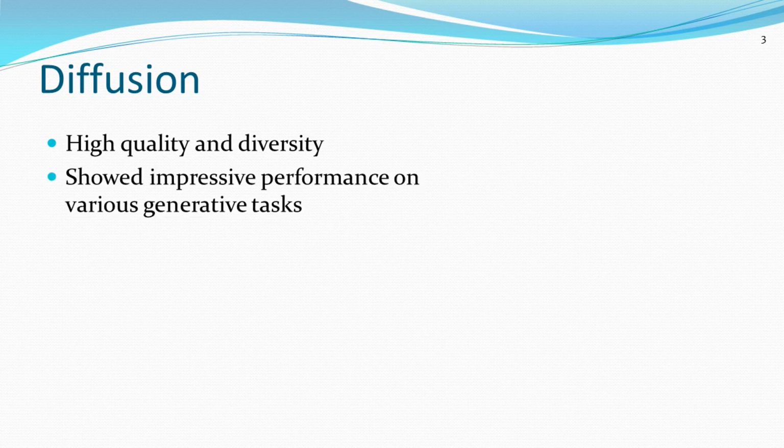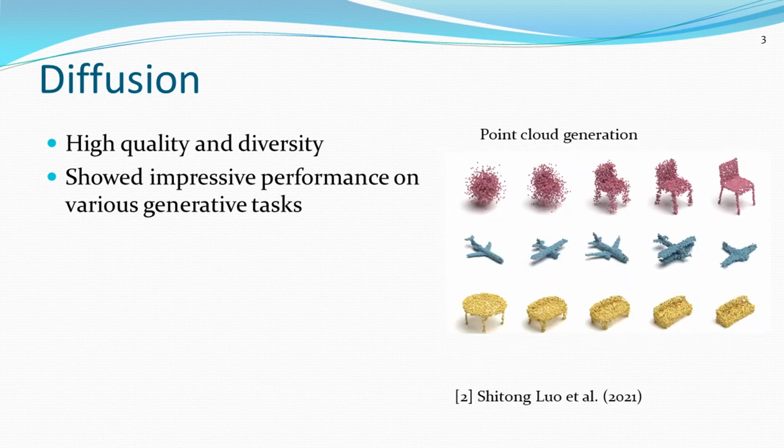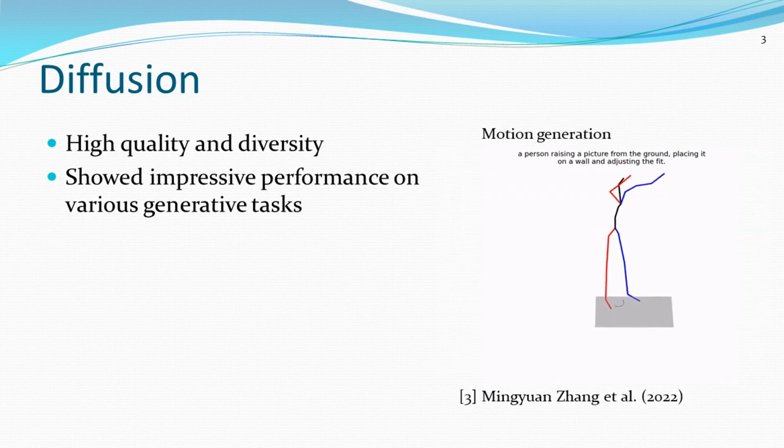We decided to use diffusion to do interaction generation because diffusion model has shown an impressive performance on various generative tasks with high quality and high diversity. For example, for image generation, point cloud generation in 3D, or closer to what we are doing, motion generation based on text for a single person.